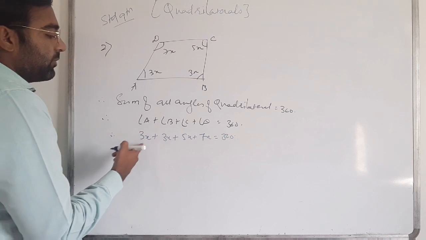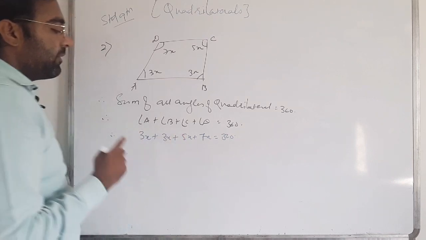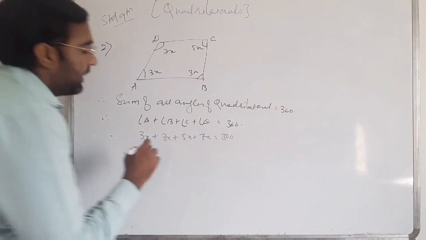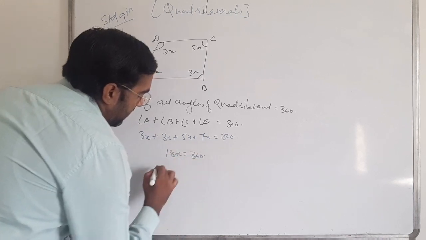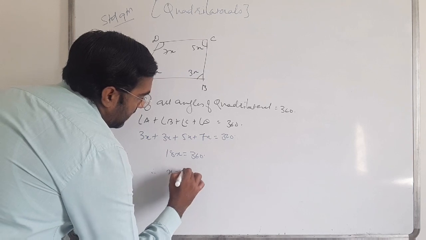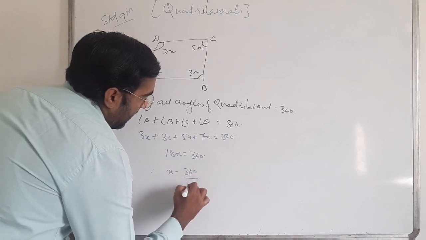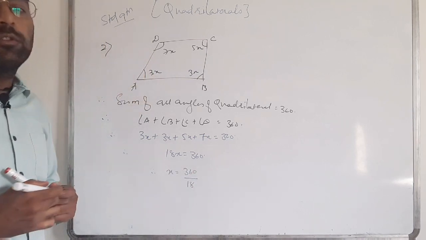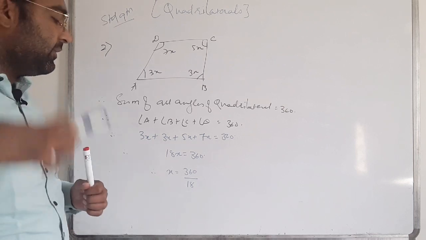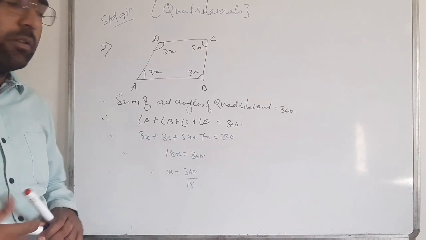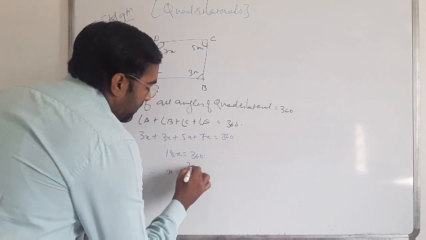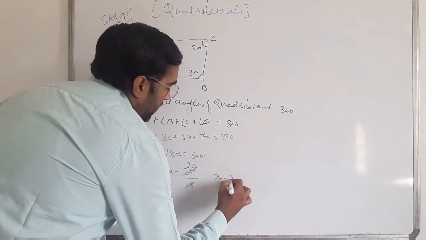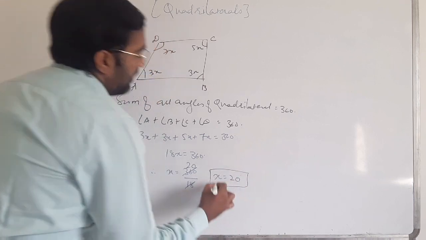So therefore the addition is 3 plus 3 is 6, 6 plus 5 is 11, 11 plus 7 is 18. 18x is equal to 360 degrees. Therefore x is equal to 360 divided by 18. So 360 divided by 18, that is 18 2s are 36. Okay, so your answer will be 18 1s are 18, 18 2s are 36, so 20. Then the value of x is 20 degrees.